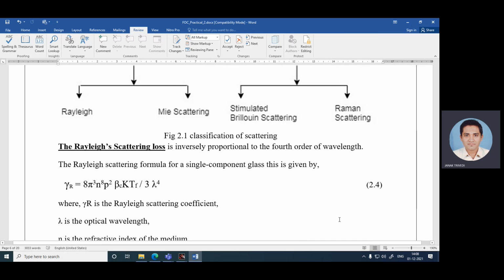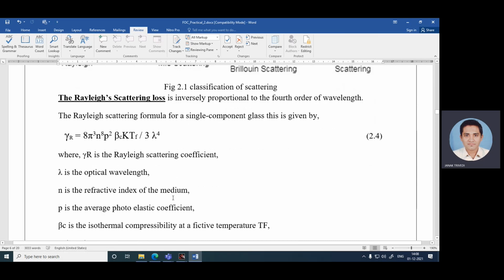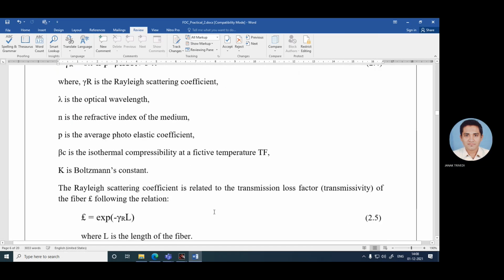The Rayleigh scattering formula for a single component glass is given by equation 2.4, that is gamma R is equal to 8 pi cube n raised to 8 p square beta c k T f divided by 3 lambda 4, where gamma is the Rayleigh scattering coefficient, lambda is the optical wavelength, n is the refractive index of the medium, p is the average photoelastic coefficient, beta suffix c is the isothermal compressibility at the fictive temperature T suffix f, and k is the Boltzmann constant.